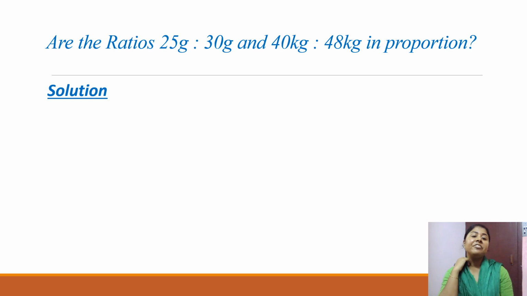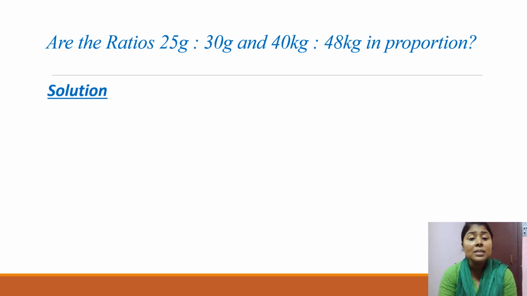So here we are having one word problem. Are the ratios 25 grams is to 30 grams and 40 kg is to 48 kg in proportion? Already we know one concept in ratio, which means when two quantities are in the same unit, then we are able to do the ratio. Then we can do the ratio problem, isn't it?